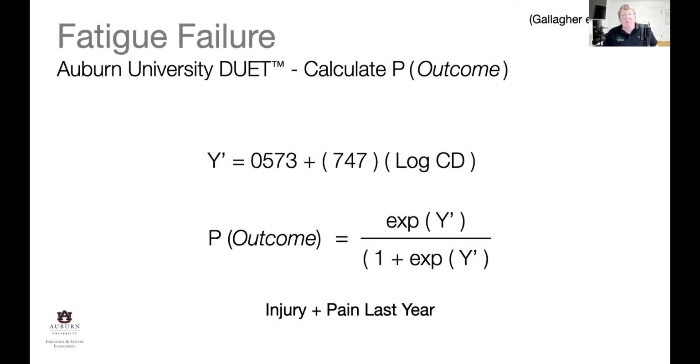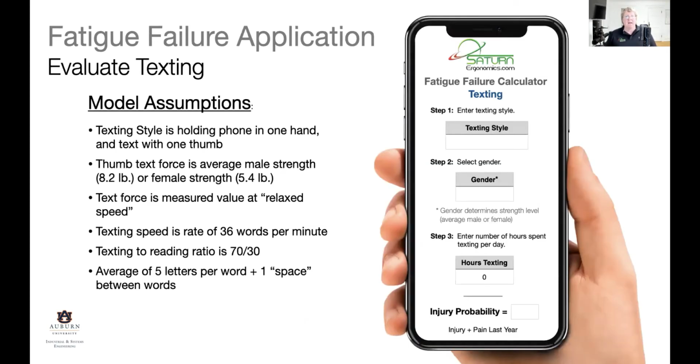And what you do with that number is you can see the CD, you plug that in, you get the Y prime, and you plug that in to get a probability of an outcome, which is an injury plus pain. Auburn University has an epidemiology database that has around 1,000 jobs, and so that's how that came about. But the probability of injury is whether somebody reported pain or had an injury over the last year, given that probability level.